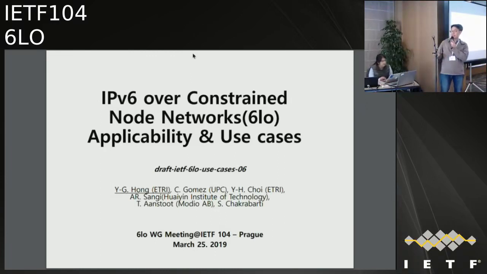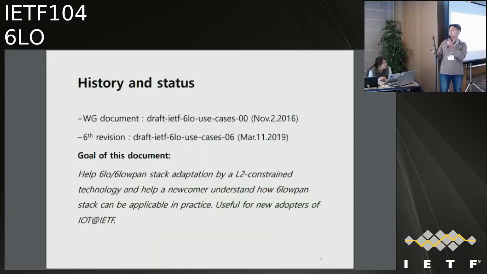And this is the sixth version. The working group adoption was done two years ago, and this is the sixth version. The goal of this document is to help 6LoWPAN stack adaptation by layer 2 constrained technology, and help a newcomer understand how the 6LoWPAN stack can be applicable in practice. So we hope this is useful for new adopters of IoT.